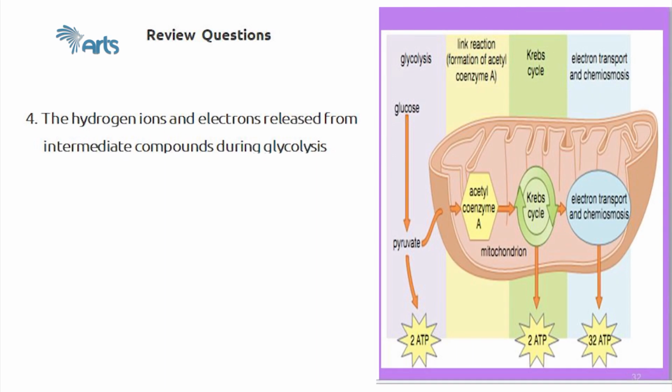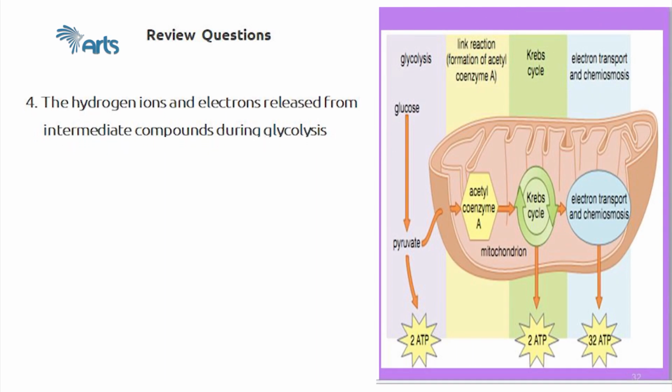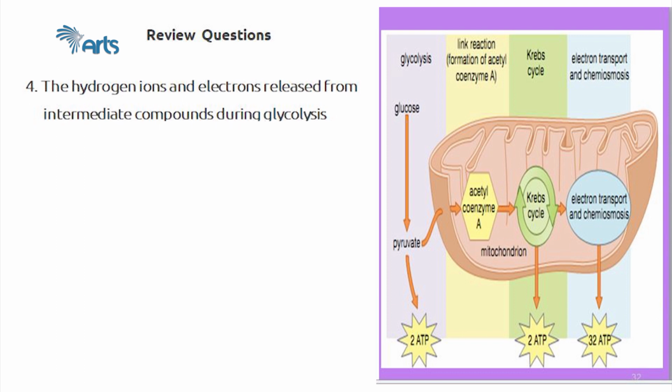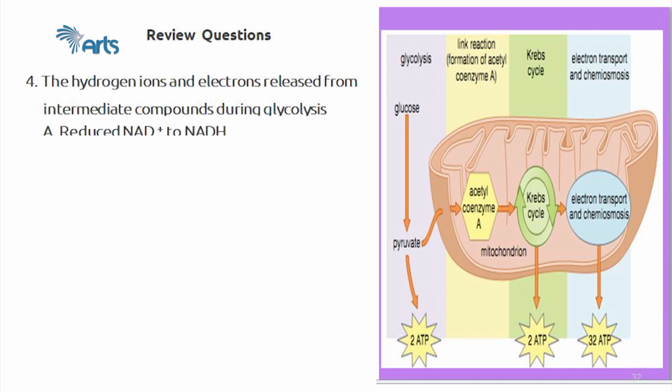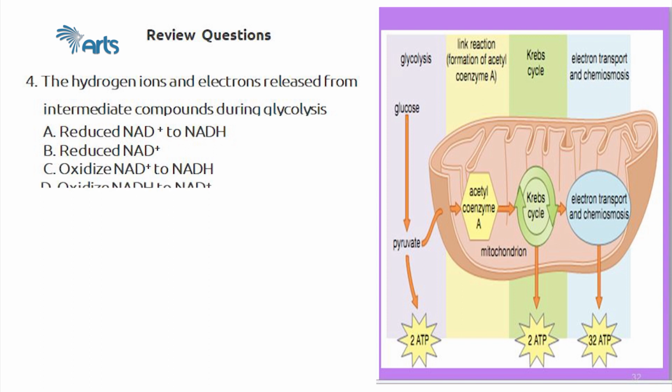Question number four. The hydrogen ion and the electron released from the intermediate compound during glycolysis: A, reduced NAD ion to NADH. B, reduced NAD ion. C, oxidized NAD ion to NADH. D, oxidized NADH to NAD ion. So the hydrogen ion and the electron released from the intermediate compound during glycolysis are used to reduce the NAD ion to NADH. If your answer is A, you're correct.